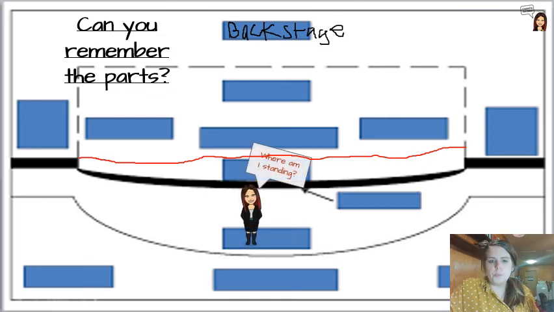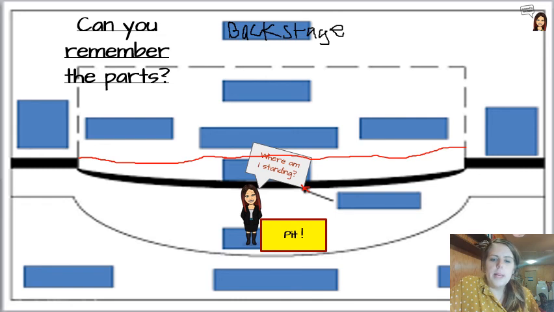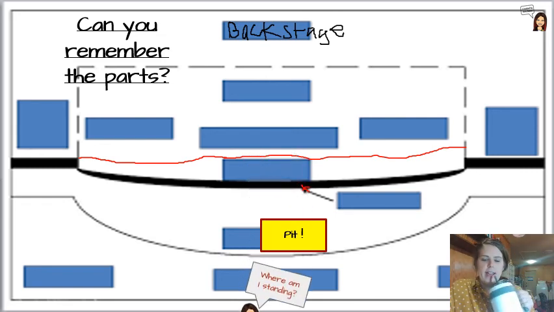All right, where's my girl standing now? Well, if this is the edge of the stage, we covered that this was the apron. And so if this right here is the edge of the stage, then that tells me she's off stage, okay? So she is standing in what is called the pit. All right, hopefully you remembered that.